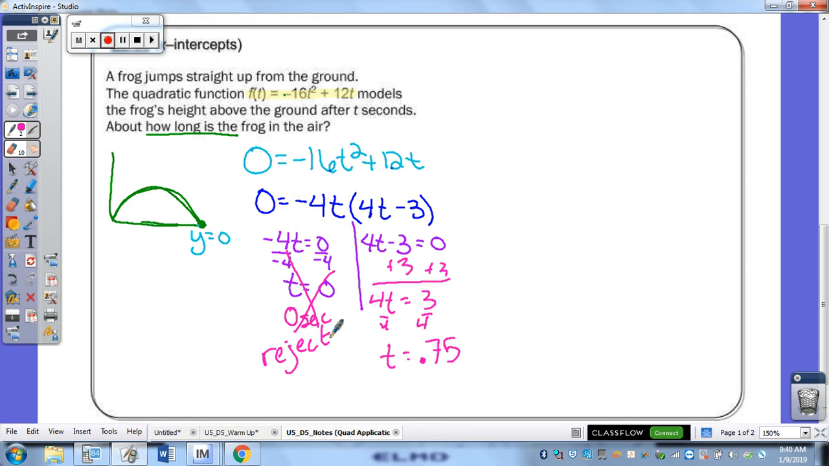So our answer ends up being that he's in the air for 0.75 seconds. Which makes sense. It's a frog. It's not like they can jump forever. If I got like 30 seconds there, I'd be like, not a right answer. So again, you got to make sure it makes sense. Less than a second makes sense.